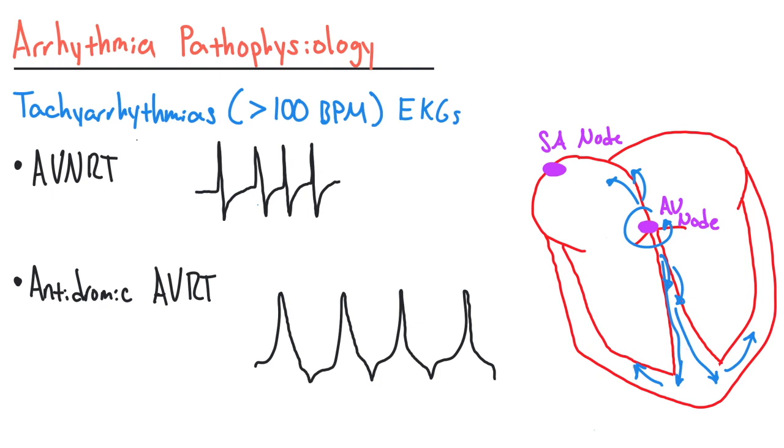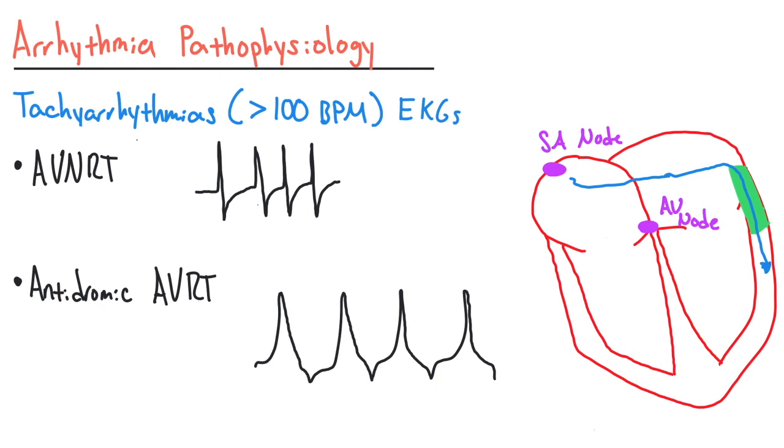On the other hand, with our antidromic AVRT, if you remember, this one was a little bit different. Antidromic AVRT has this abnormal connection between the atria and the ventricles that allows conduction both ways. I'm particularly choosing antidromic AVRT as in this pathway, the signal coming from the SA node or wherever it's originating in the atria will not pass through the AV node and will instead go down this accessory pathway into the ventricles and start depolarizing in a rather abnormal fashion.